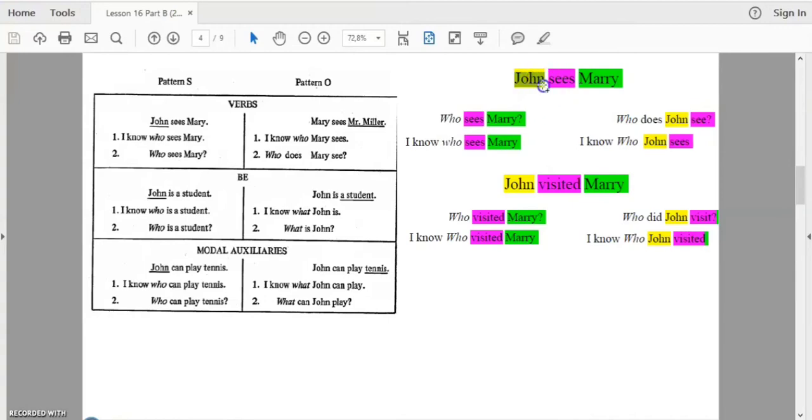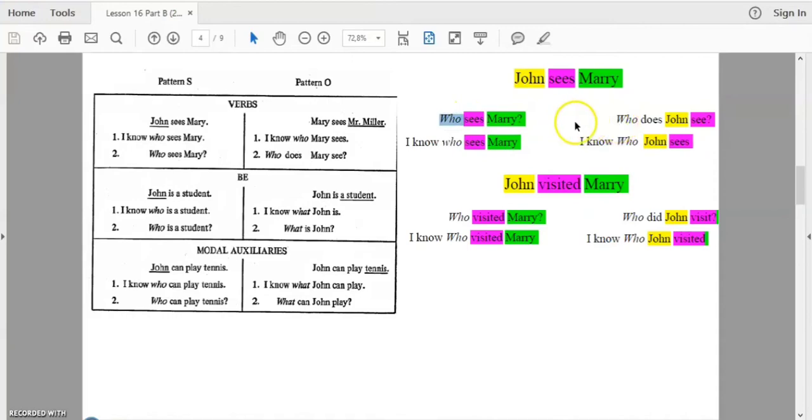When we want to make pattern S, we just remove John, the subject of the sentence, and replace it with the WH question like this. Who sees Mary? And as the other statement, we can say "I know who sees Mary." Just replace the subject of the sentence with the WH question.